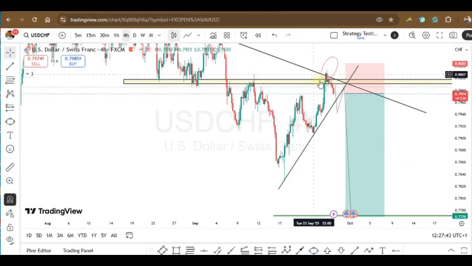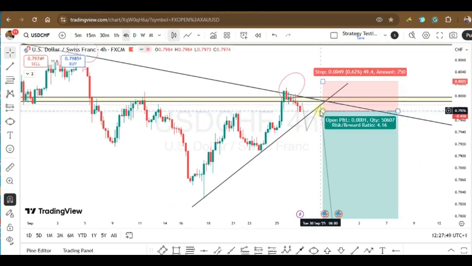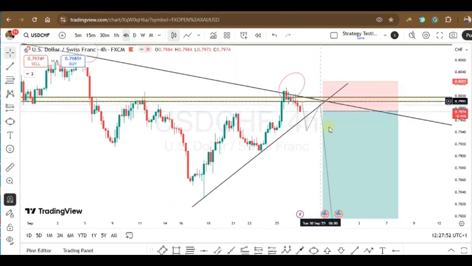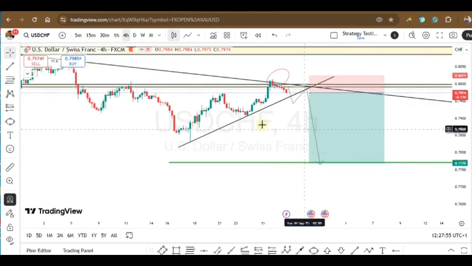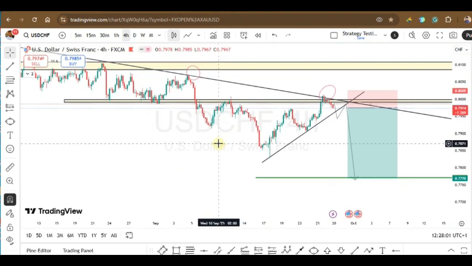So just wait for this counter trend line to be broken. Wait for this trend line to be broken and for price to pull back to this one. Then you take the sell all the way down. I see no reason why price shouldn't drop to 0.770. And this is all I have for this week.